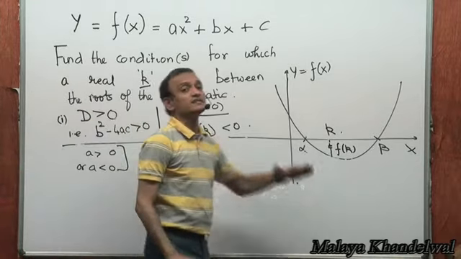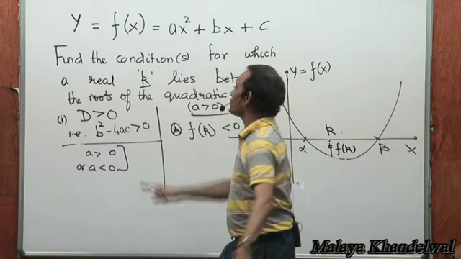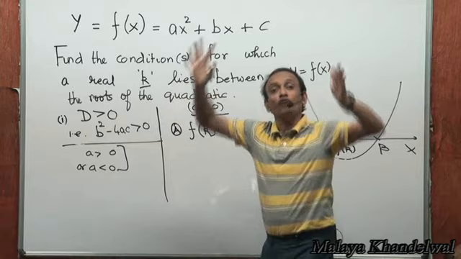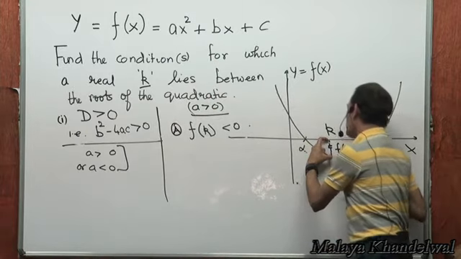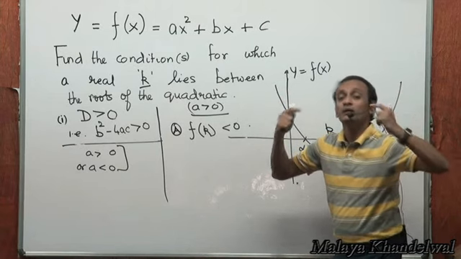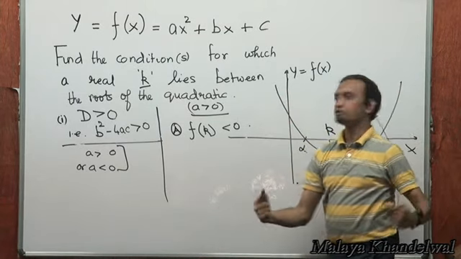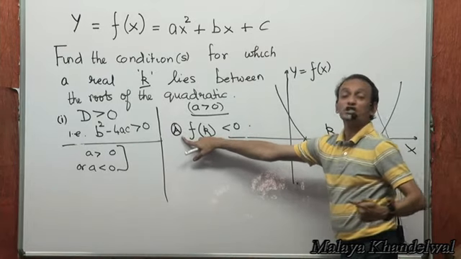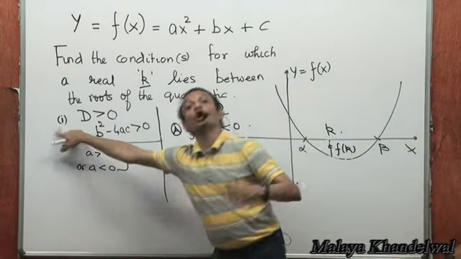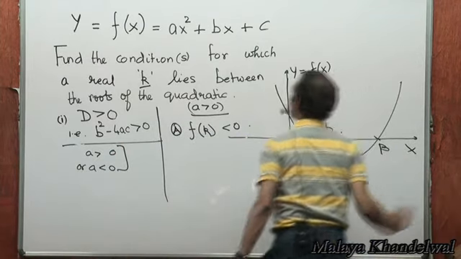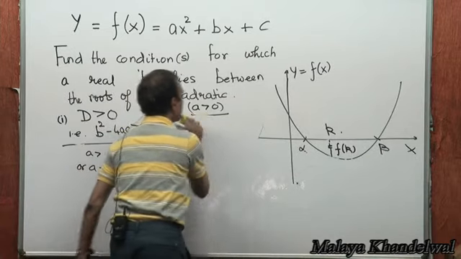So f of k less than 0 would cause us to forget all about D greater than 0 when a is greater than 0, right? For an upward opening parabola, if it is found to be below the x-axis for some k, then it has to have real roots. Discriminant would automatically be greater than 0. So condition A is enough. The discriminant condition would not be required. Yes or no? Right?